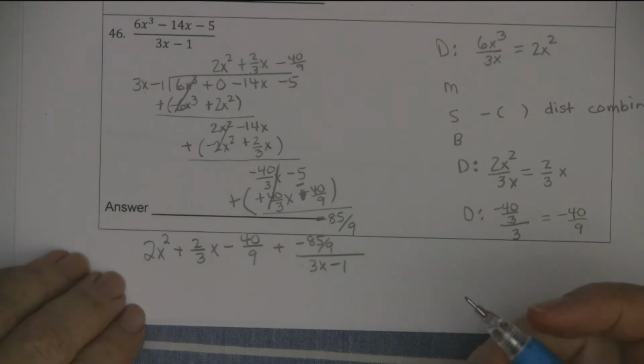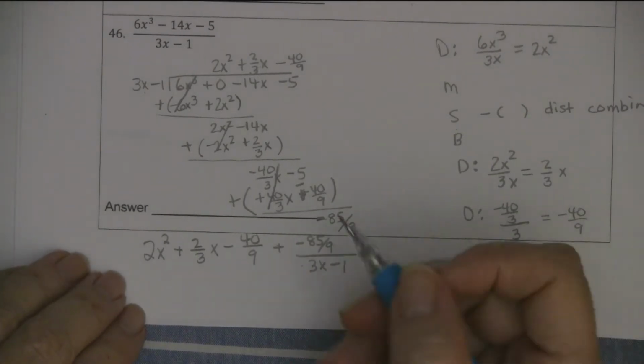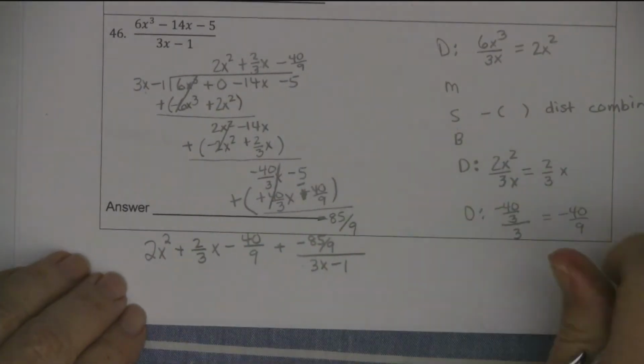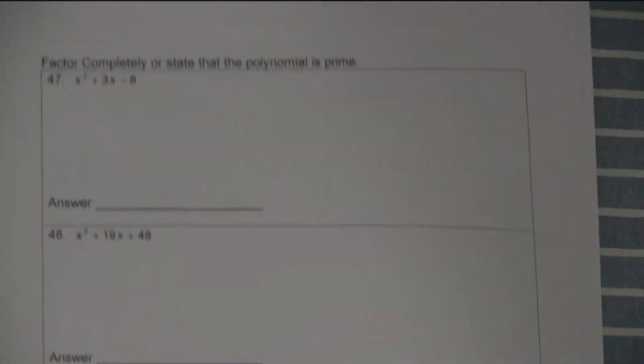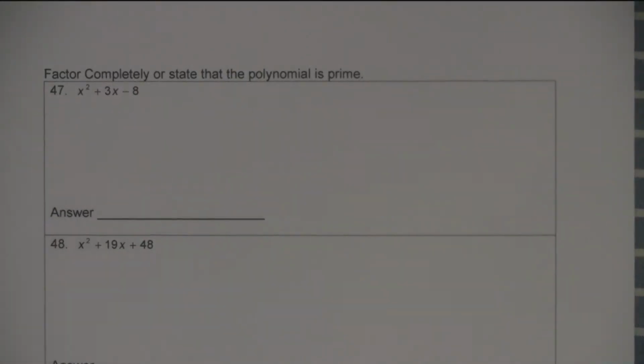So I don't see that I made a mistake on it, other than I don't like the fractions there. That's not making me happy. Okay, so now it's on to factoring. And it says factor completely or state that it's prime.